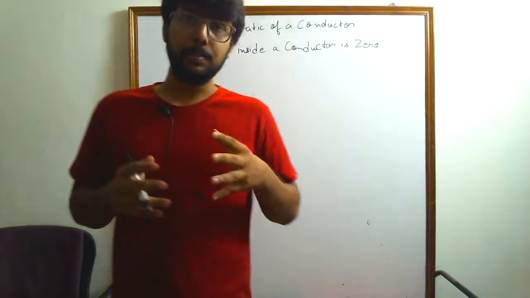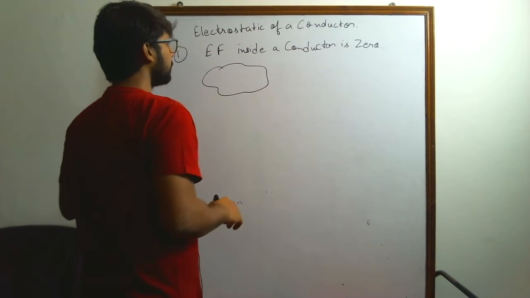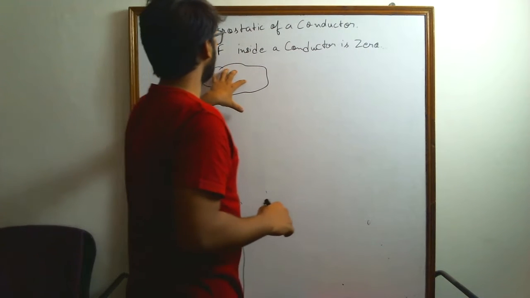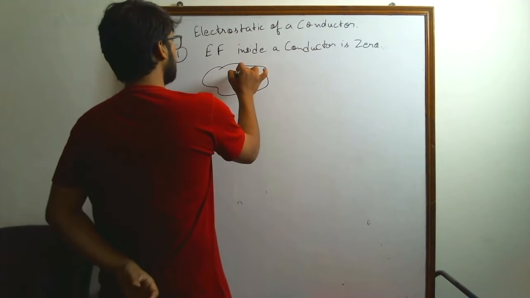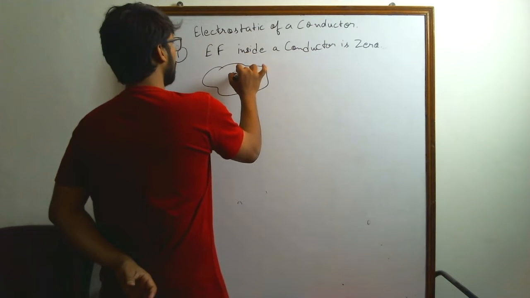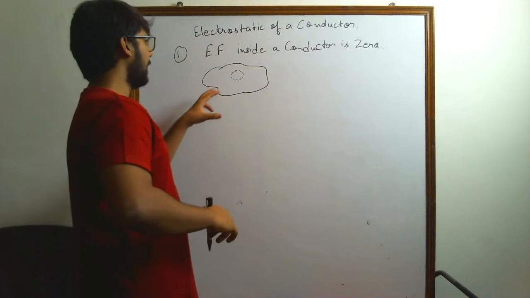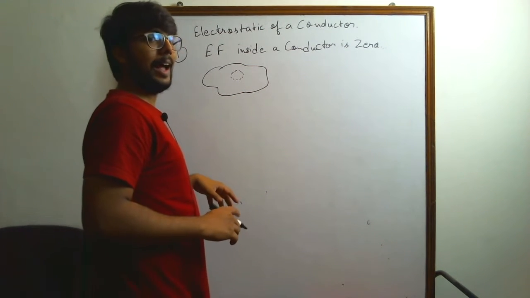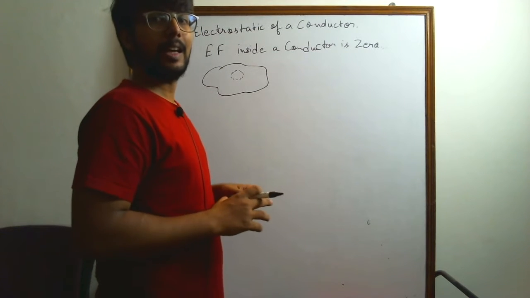Suppose I have a metal piece, a random metal piece like this. If I wanted to check if the electric field inside was zero or not, what will I do? I will use Gauss law to make a Gaussian surface inside, and I will see what is the flux that is moving out of it, and obviously what is the charge that it is encapturing.